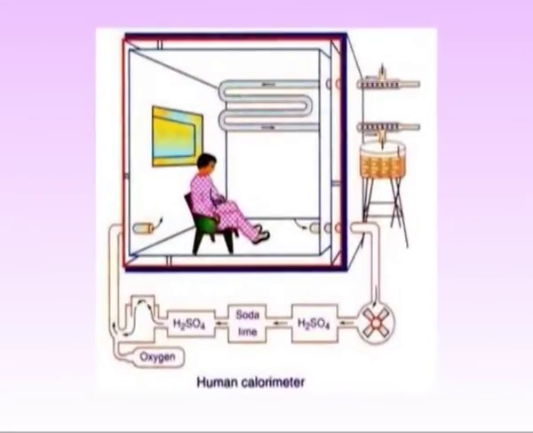Now, we'll see the measurement of basal metabolism. Both direct and indirect methods have been used to measure basal metabolic rate. First, we'll see the direct calorimetry method. The direct calorimetric method requires the subject to be in a human calorimeter or respiration chamber to measure the amount of heat evolved.